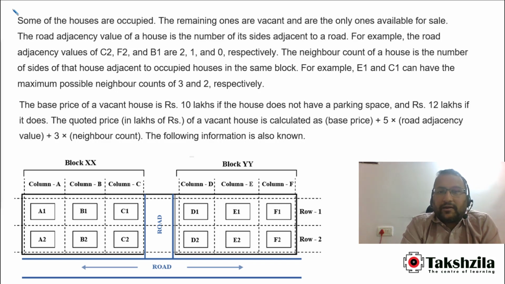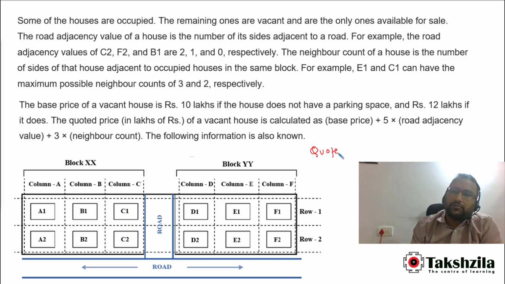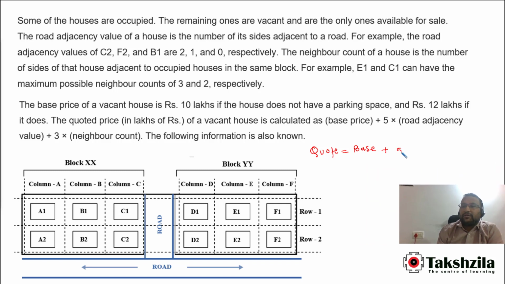The base price of a vacant house is rupees 10 lakhs if the house does not have a parking space, and rupees 12 lakh if it has a parking space. The quote price of a vacant house is calculated as base price plus 5 into road adjacency plus 3 into neighbor count. This is in terms of lakhs. For example, let's have a look at it. The quoted amount for the house is equal to base price plus 5 into road adjacency plus 3 into neighbor adjacency.